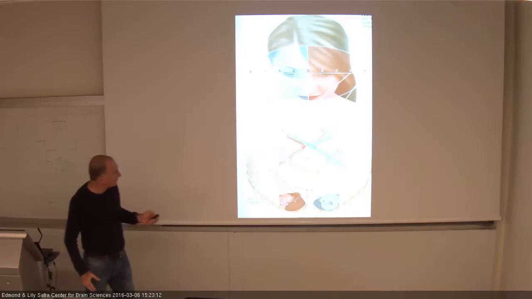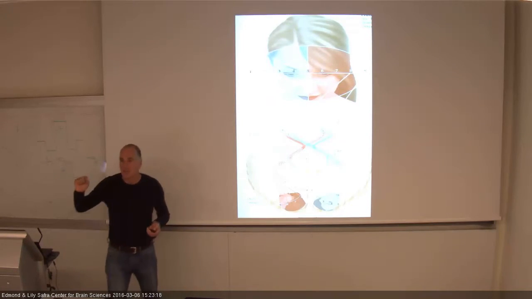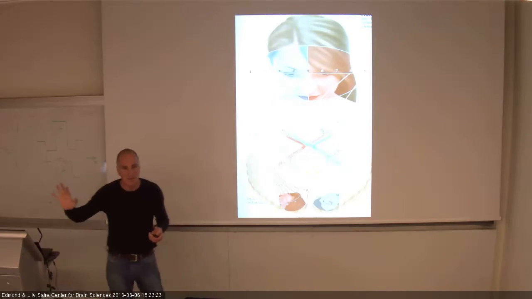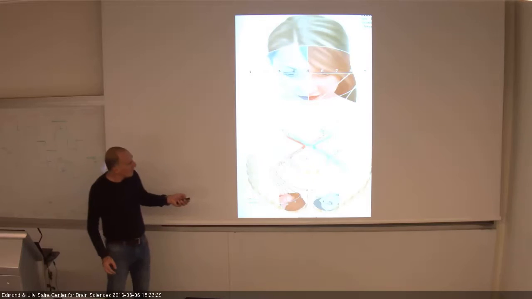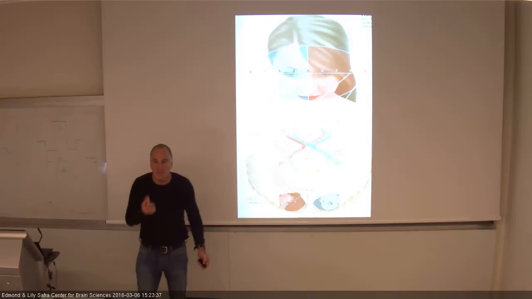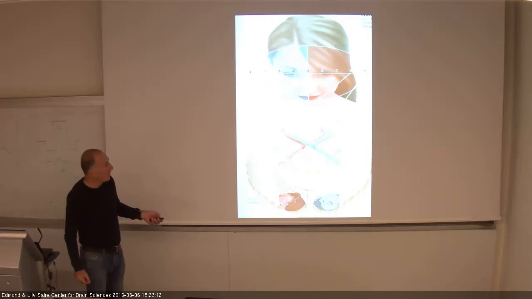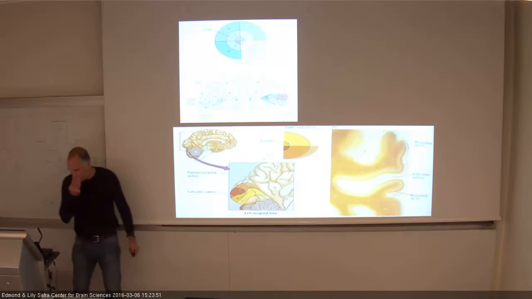If you record from neurons here, nearby neurons have nearby receptive fields, meaning that the topography is maintained. And this is again projected forward to the primary visual cortex, what we call V1, and again topography is preserved. So the left hemisphere in V1 would represent the right visual field, and the right hemisphere the left visual field. That's the basic topography.